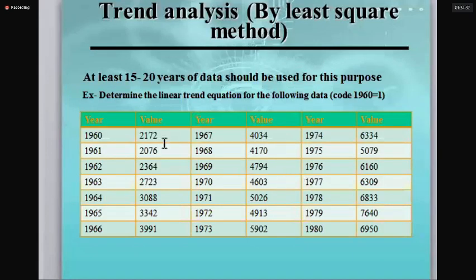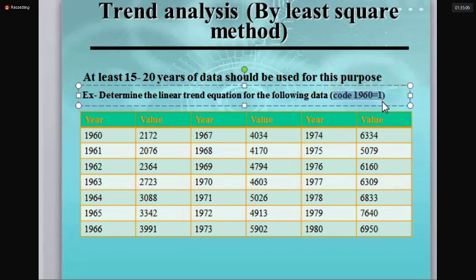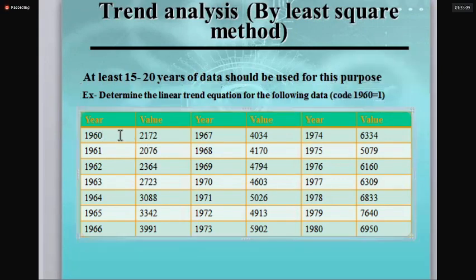The problem here is that when we use years for the x variable, there will be a big calculation because the values are 1960, 1961, 1962. So we have to take these values into account. X is equal to 1960, X is equal to 1961. So the calculation is very complex. To avoid that, there is a coding system we use here. We can assume 1960 is equal to 1. Okay, therefore, this value we can write as 1.